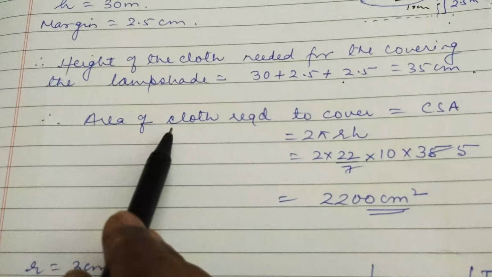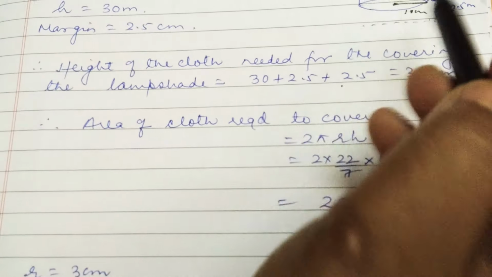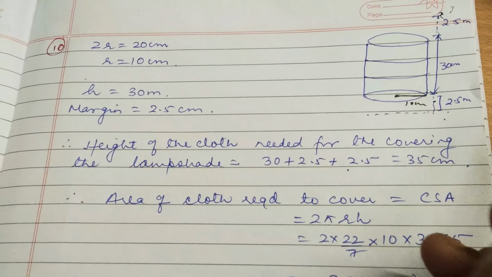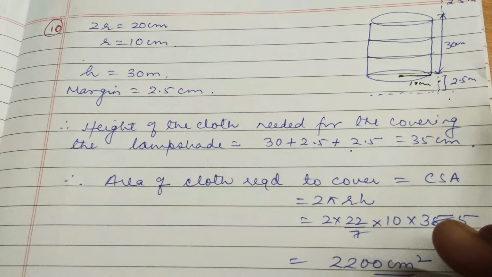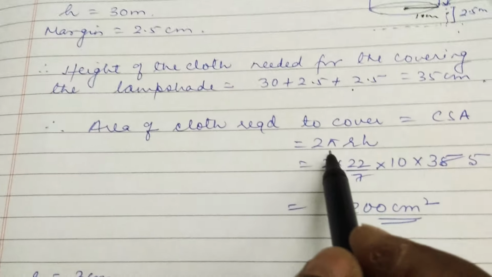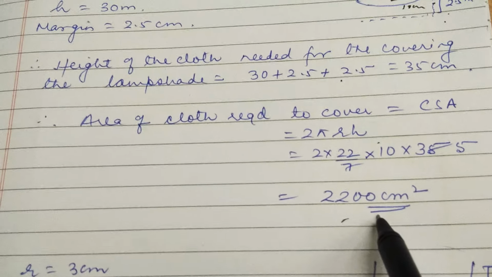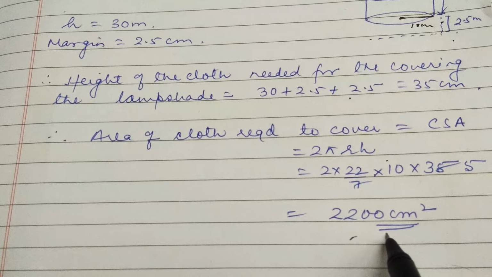Now what will be the area of cloth required to cover this lampshade? That will be equal to the curved surface area, that is 2πrh. When you use the formula, you will get it as 2200 centimeter square.